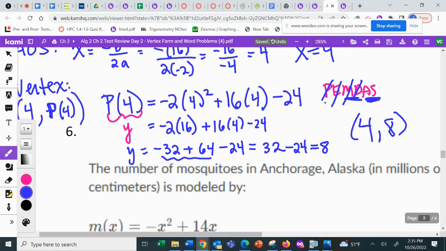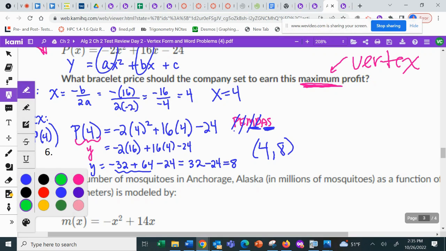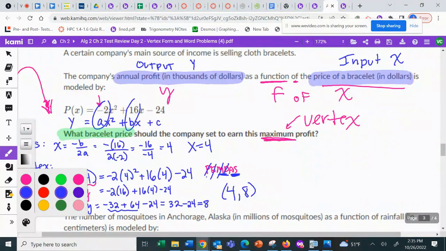What do I have to find? No. We're going to read it again. What bracelet price should the company set to earn this maximum profit? What represents the bracelet price? Okay. When we talk about the maximum, we're talking about the vertex, but really we're talking about the y value of the vertex. The x is the bracelet price. That's why I wrote it originally. So how much does the bracelet cost?